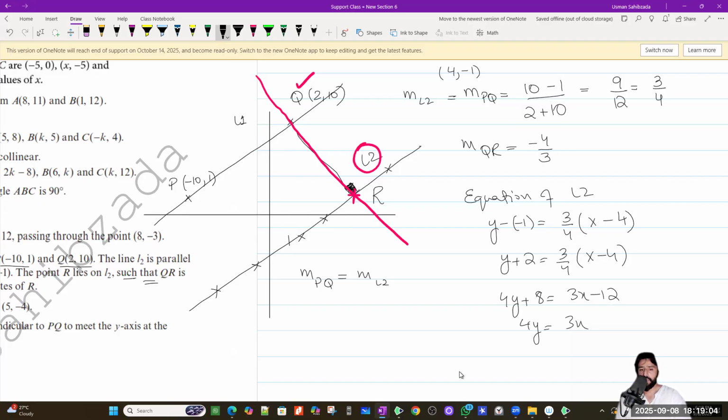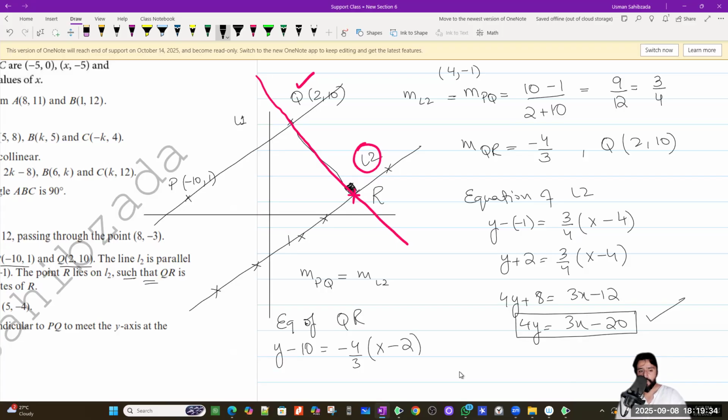4y equals 3x minus 20. This is your equation of the line L2. Then the equation of QR. You have the point Q (2, 10). You do the same: y minus y1 equals the gradient of QR, negative 4 over 3, times x minus x1. Cross multiply: 3y minus 30 equals minus 4x plus 8.